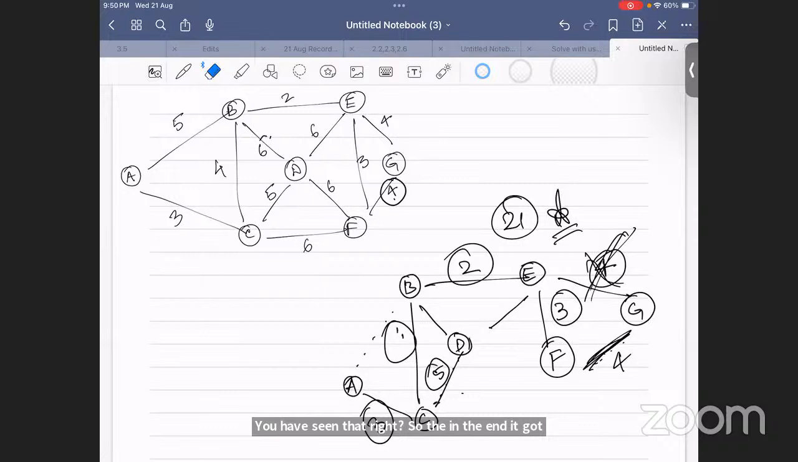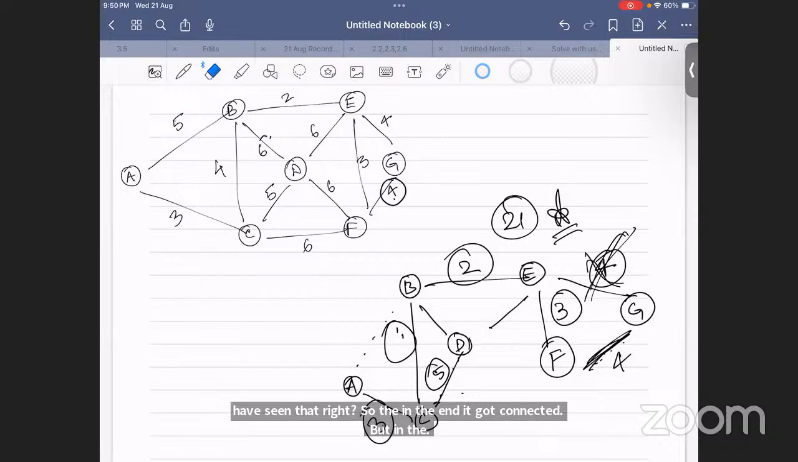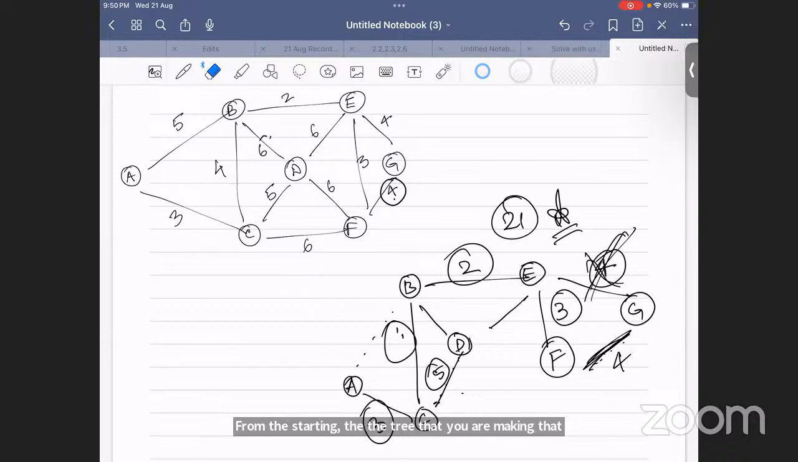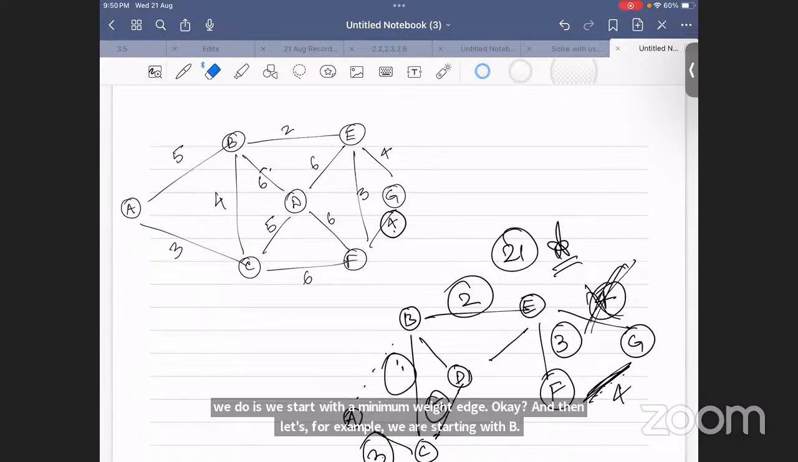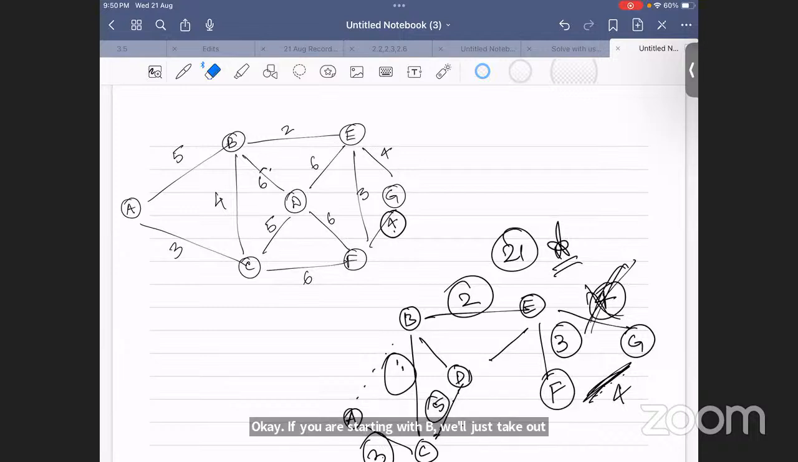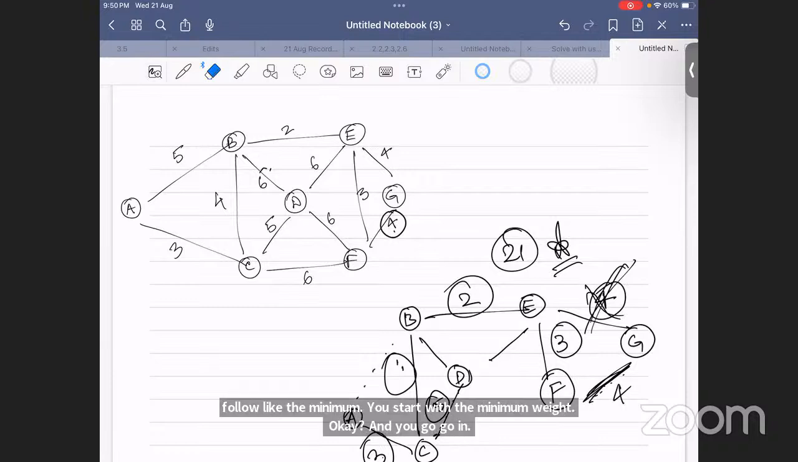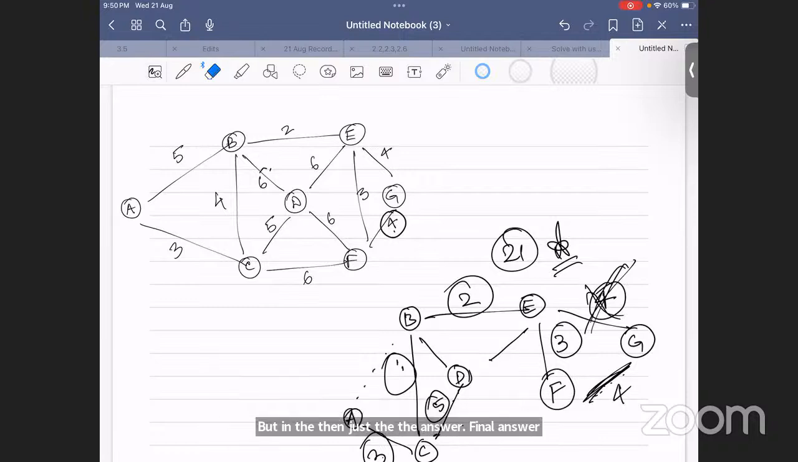But in Prim's, from the starting, the tree that you are making will be connected itself. In Prim's algorithm, we start with the minimum weight edge. For example, if we are starting with B, we'll take out the connections of B and choose the minimum out of BA, BC, BD. But in Kruskal, you just follow the minimum. You start with the minimum weight and go till the end. The final answer will always be the same. Only the approach is different in both cases.